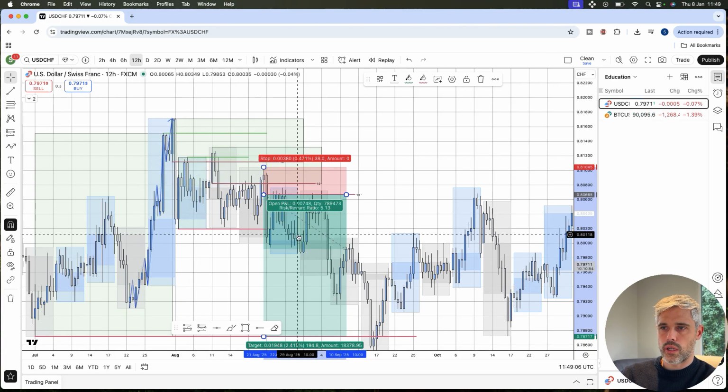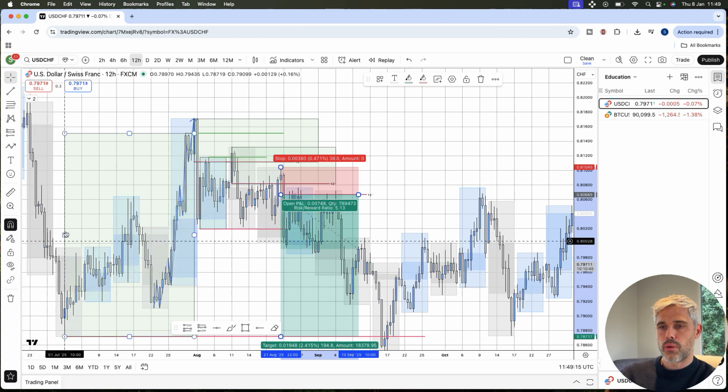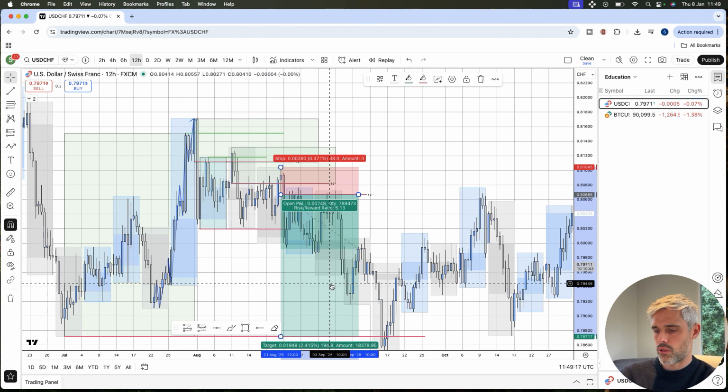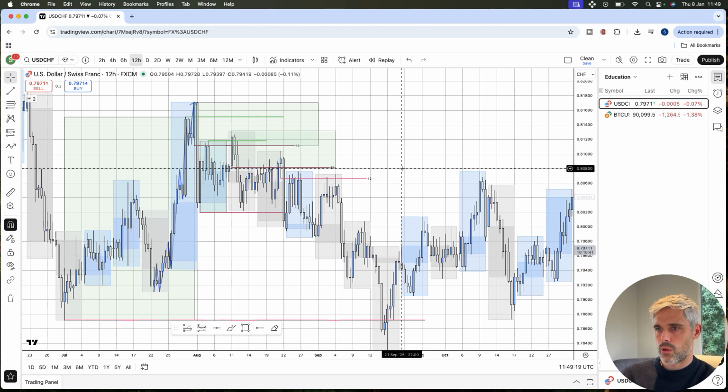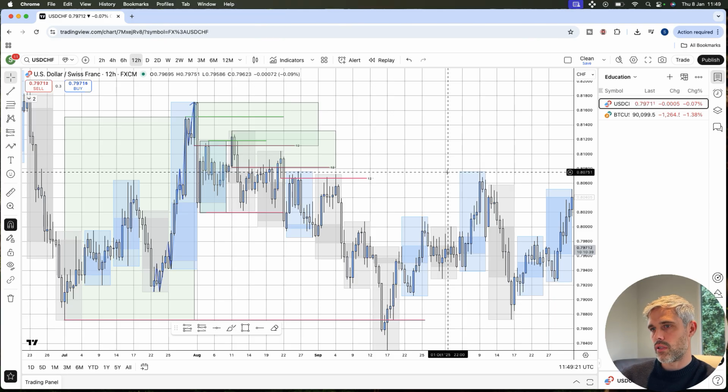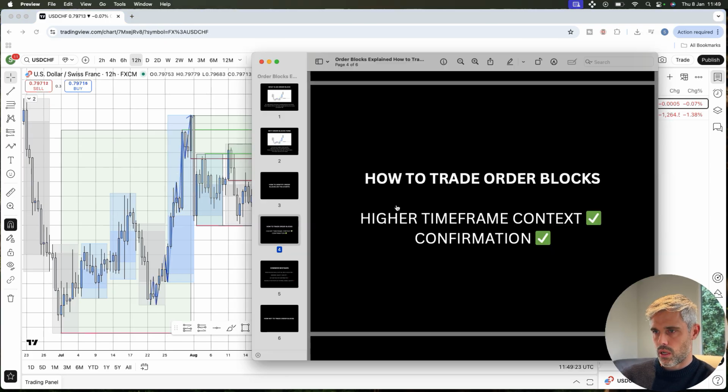So you're just literally tracking what's happening in the market and understanding where order blocks are created, where they're going to cause resistance or support in the market. You're playing these higher time frame ideas and you're taking swing positions. So that is how to effectively trade an order block.